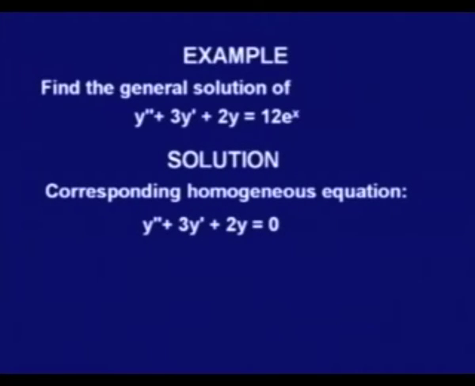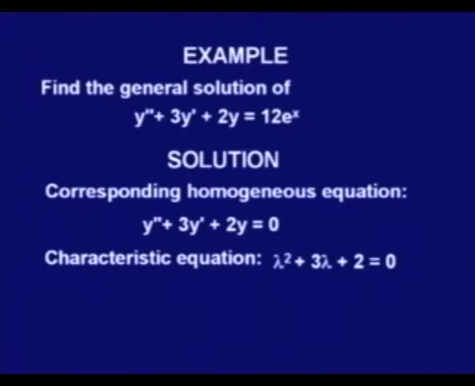We do know how to solve it. First we find the characteristic equation. What is the characteristic equation? Lambda squared + 3 lambda + 2 = 0. What are its roots? Of course, (lambda + 2)(lambda + 1) = 0. So, it has two roots, minus 1 and minus 2. They are distinct real numbers. So, what will be the corresponding general solution of the homogeneous equation? That will be C1 e^(-x) + C2 e^(-2x).